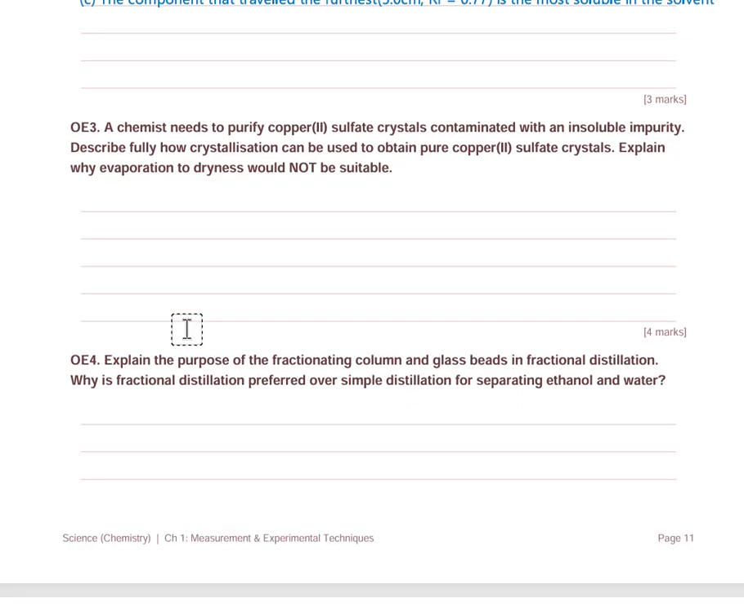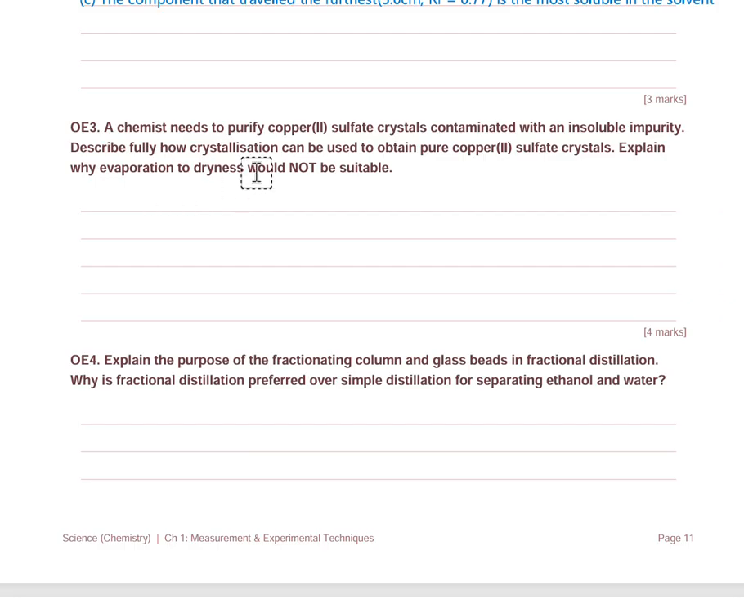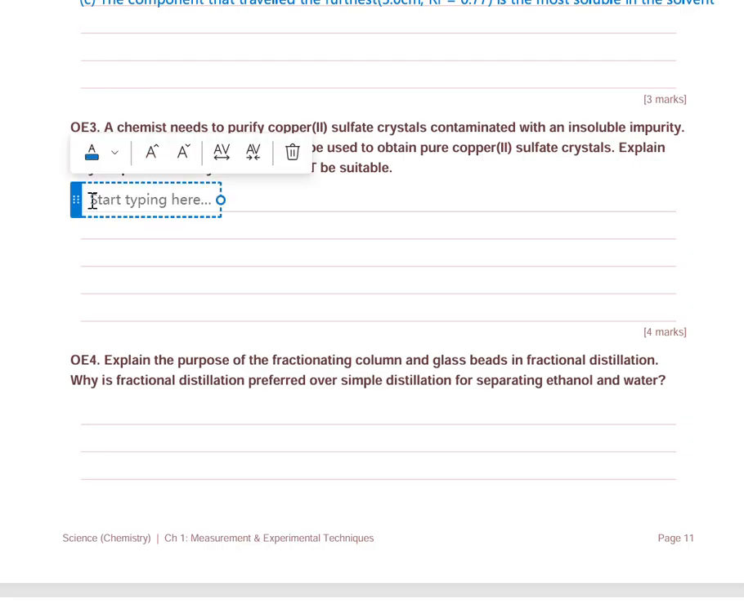Okay, question 3. I'll just do everything. Question 3. A chemist needs to purify copper sulfate crystals contaminated with insoluble impurity. Describe fully how crystallization can be used to obtain pure copper sulfate crystals. Explain why evaporation to dryness will not be suitable. Okay, so let's answer the question. I'll write in these point forms, but you have to write in paragraph form in your real exams, okay?